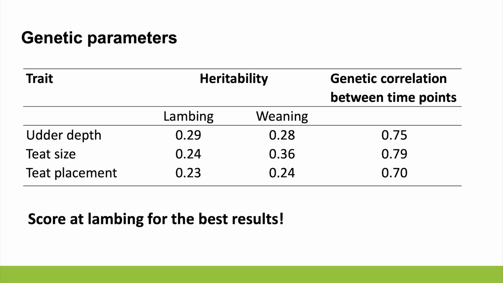The problem is that if you only score at weaning, you sort of miss that opportunity to capture any udder faults that actually cause the lamb to die. So you sort of end up with this filtered data set. So our recommendation for the best results is to score them at lambing or close to as possible. We have some producers that are scoring at lamb marking.